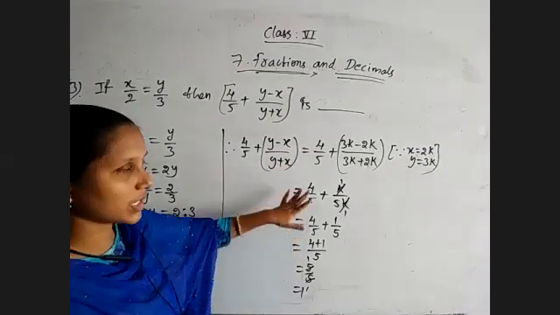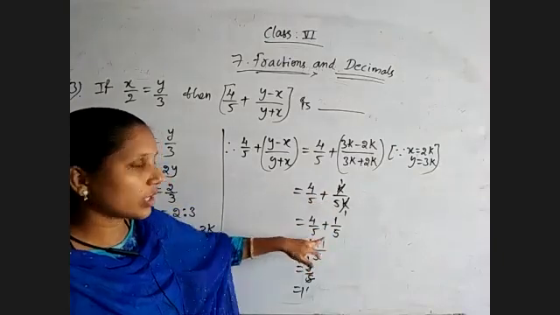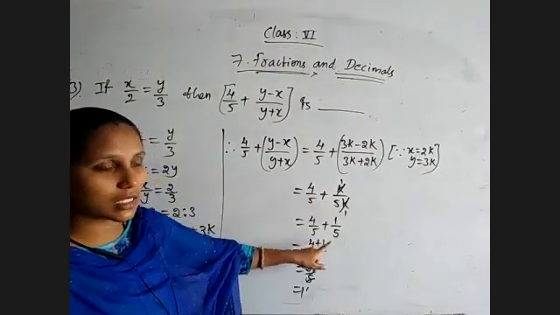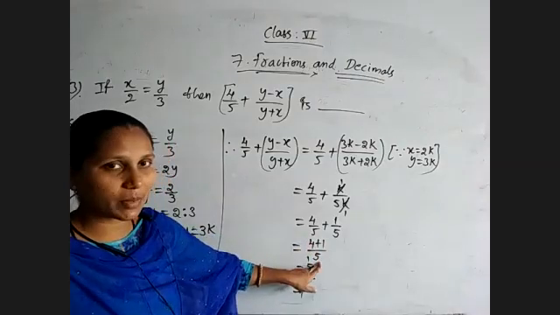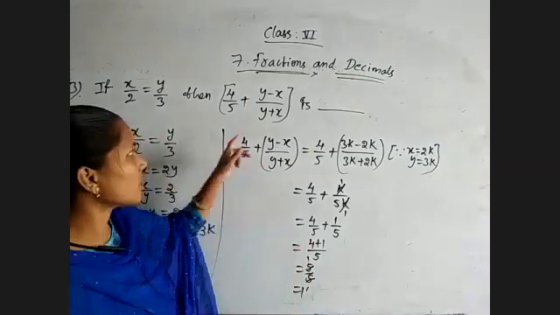Now by substituting this, we are getting 1 by 5, 4 by 5 plus 1 by 5. Both are like fractions, so the sum of like fractions is equal to the sum of numerators by the common denominator. That is 5 by 5, which is nothing but 1. So its value is 1.